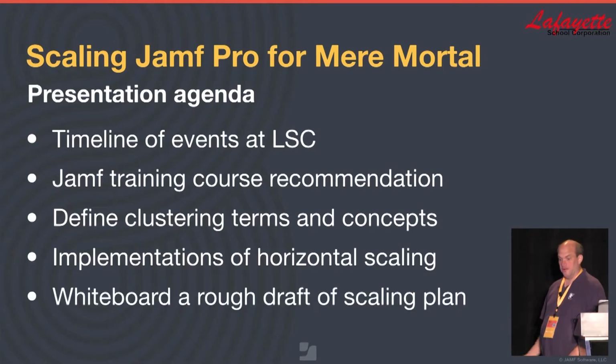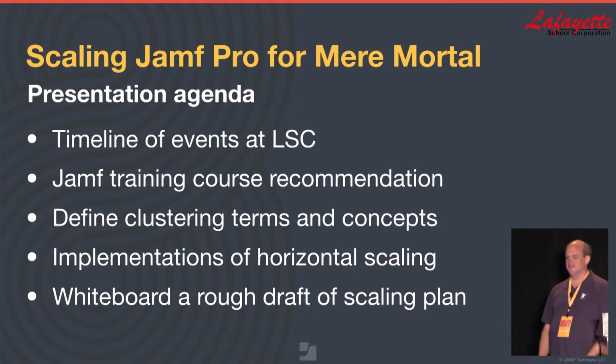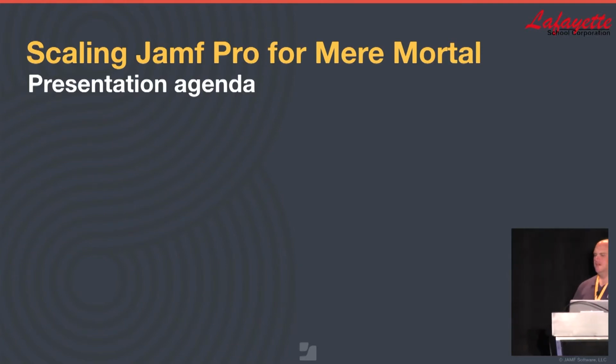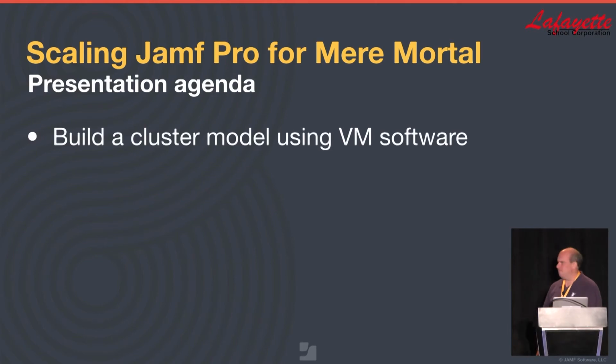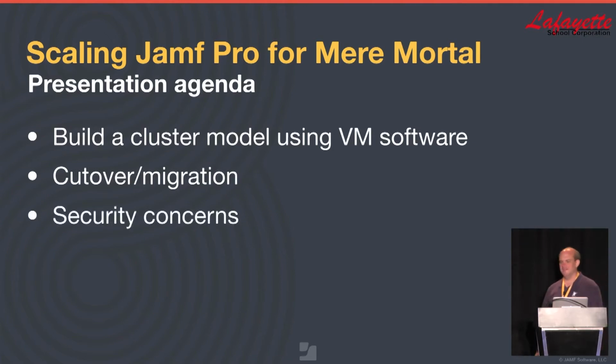Cover the whiteboard diagram that helped me build the cluster that we've got, and then the model using VMware that goes with it. Some of the challenges we ran into, migration to the cluster from our previous single server, some security concerns that your IS team might have, and afterwards take your Q&A and maybe offer some other advice.